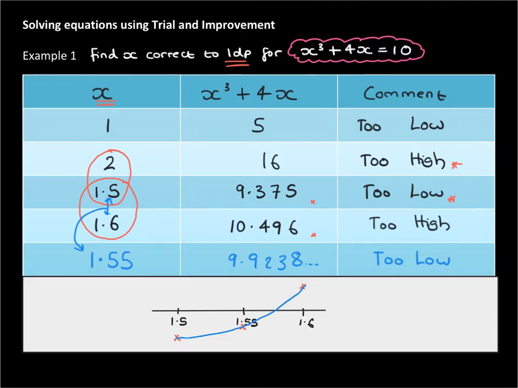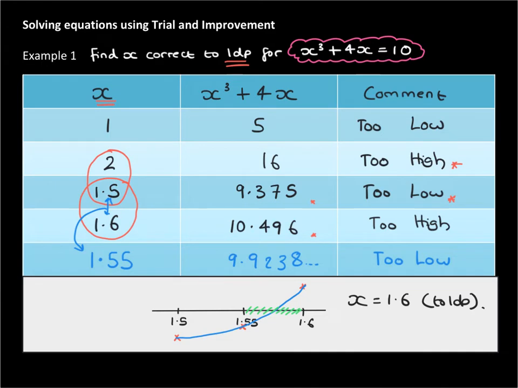So because the crossover occurs in this gap here between 1.55 and 1.6, that means the true answer, the actual exact value of x, is a number that lies between 1.55 and 1.6, which means that the true answer for x will round to 1.6 to 1 decimal place.